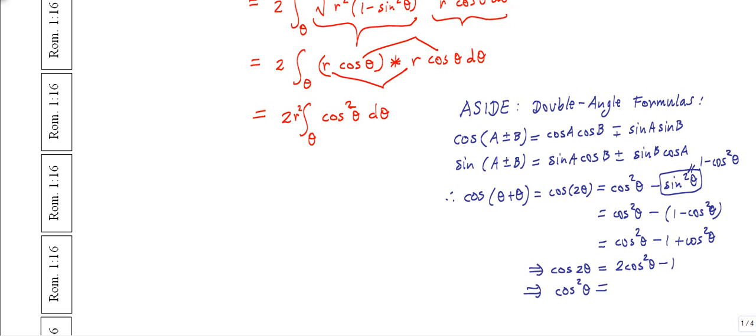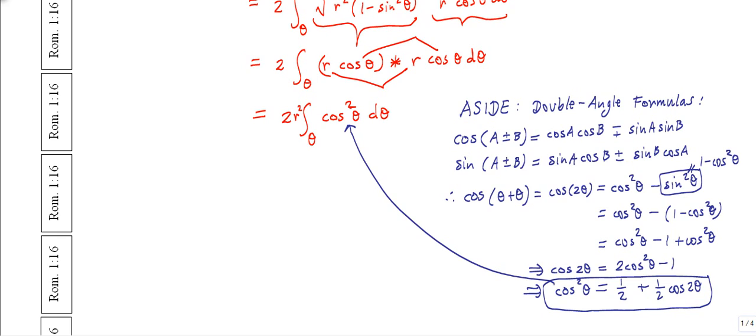I can write this as 1/2, if I solve for it. It'll be 1/2 plus 1/2 cos of the double angle, and this then I can sub in for that term here, because it's a lot easier to integrate something like cos of a double angle, whereas trying to integrate cos squared isn't that easy.